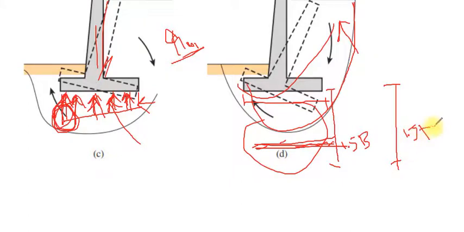B is the width of the base of the retaining wall. We have to check if there is a weak layer here, since this weak layer may cause excessive settlement and make the retaining wall fail.